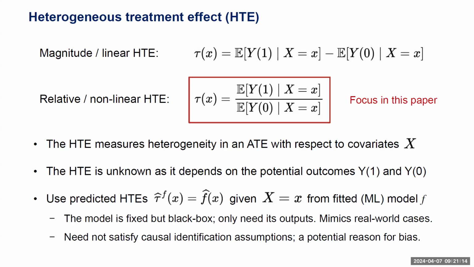We consider the model to be fixed, right? So it's not something we re-estimate, but it's a black box. And importantly, we do not assume that this one is causally identified. That might be a reason for its bias, right? So the model could be arbitrarily bad as well.